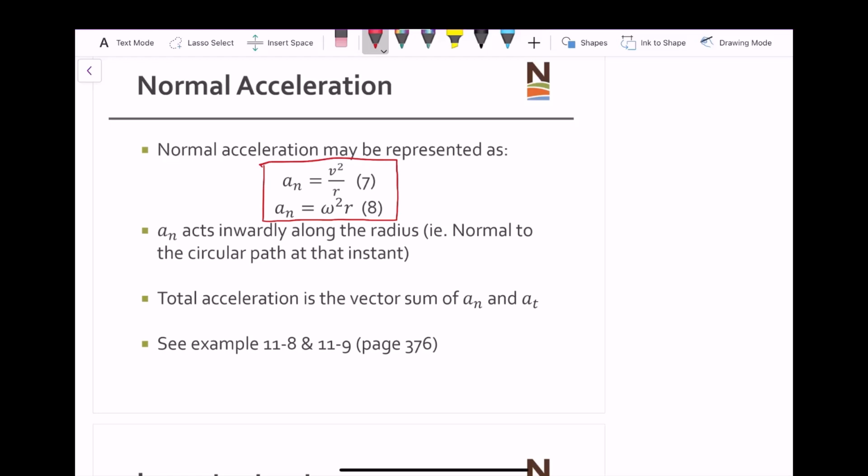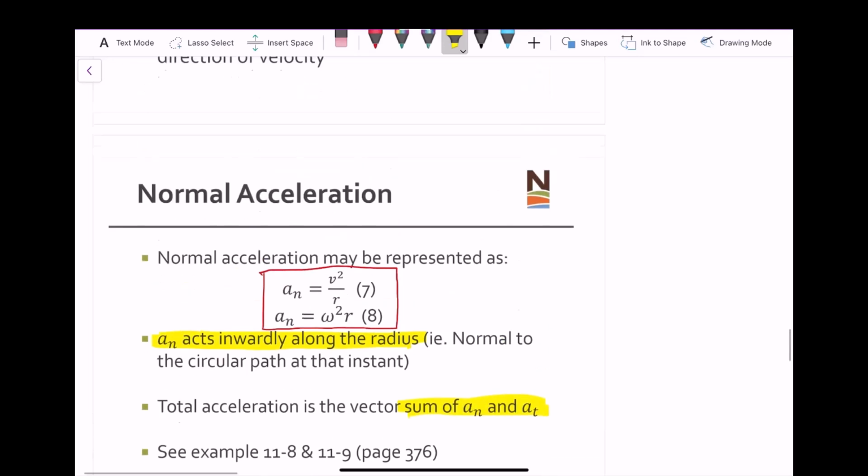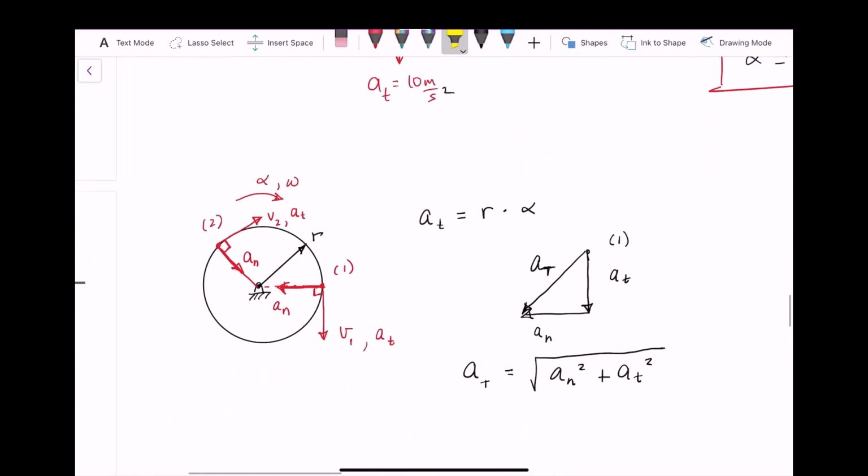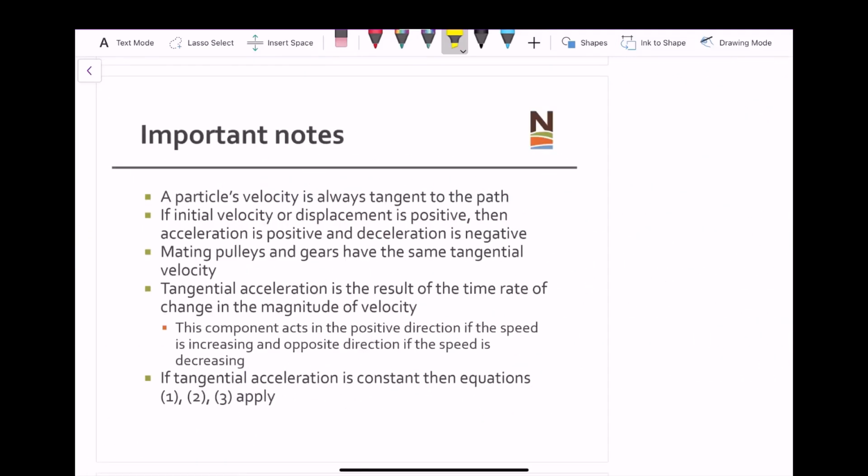In both cases, it is dependent on that radius arm, but we have equation 7 for a linear velocity and equation 8 for an angular velocity. Again, just a reminder that that normal acceleration acts inwardly along the radius. The total acceleration is the sum of the normal acceleration and the tangential acceleration, as we see over here. So that covers everything we need to know for this chapter.